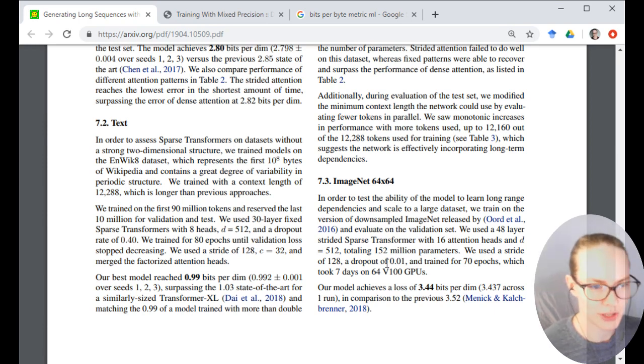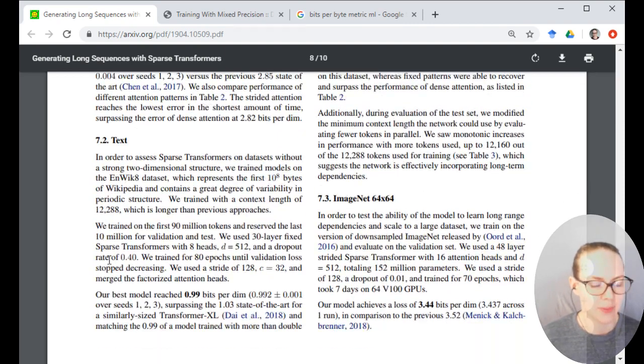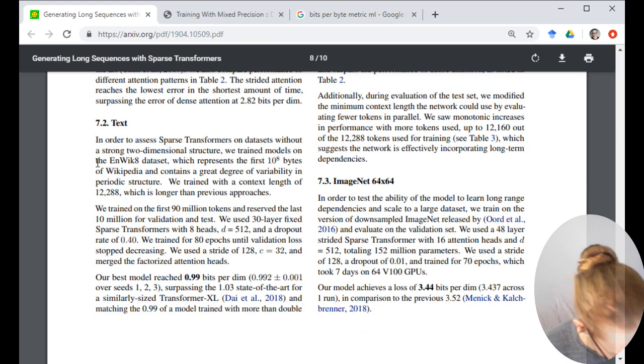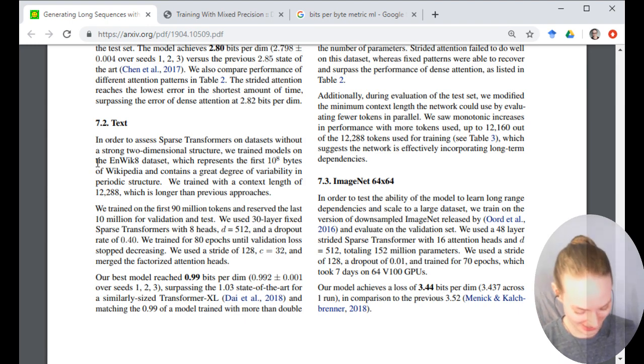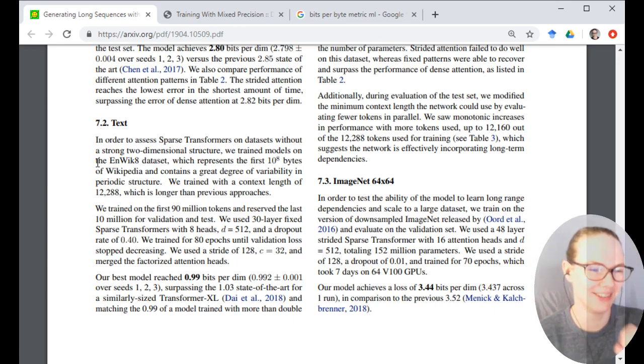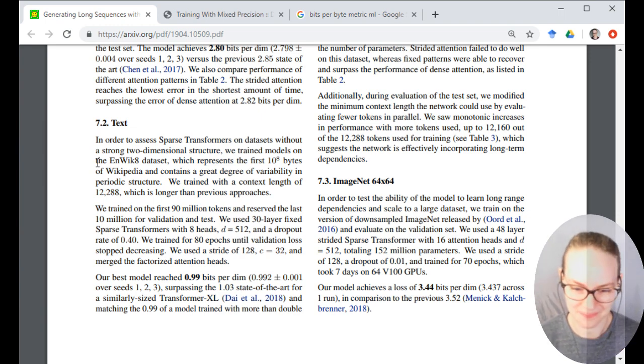Okay. 7.2, text. In order to assess sparse transformers on datasets without a strong two-dimensional structure, we trained models on the... Sorry, some of you may know my doctorate is in linguistics, and language is something that I know a lot about, and I wouldn't describe it as something without a strong two-dimensional structure. Sorry, that's just not a way a linguist would ever talk about language. Okay.